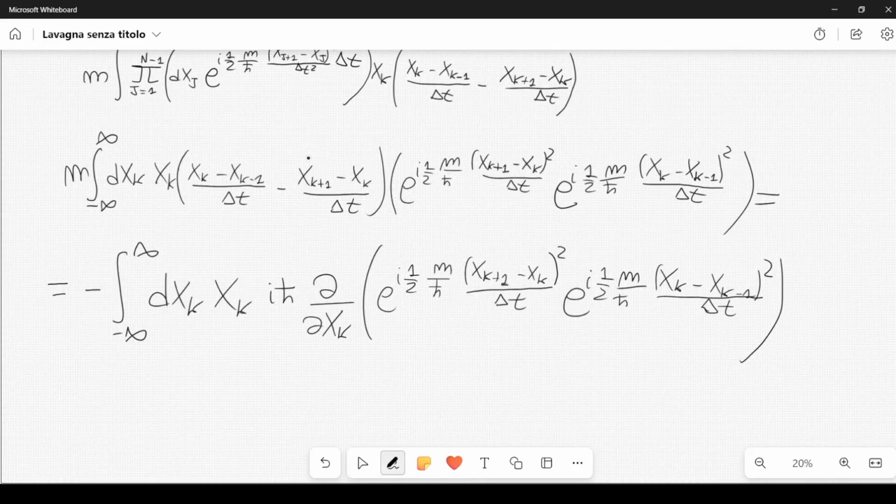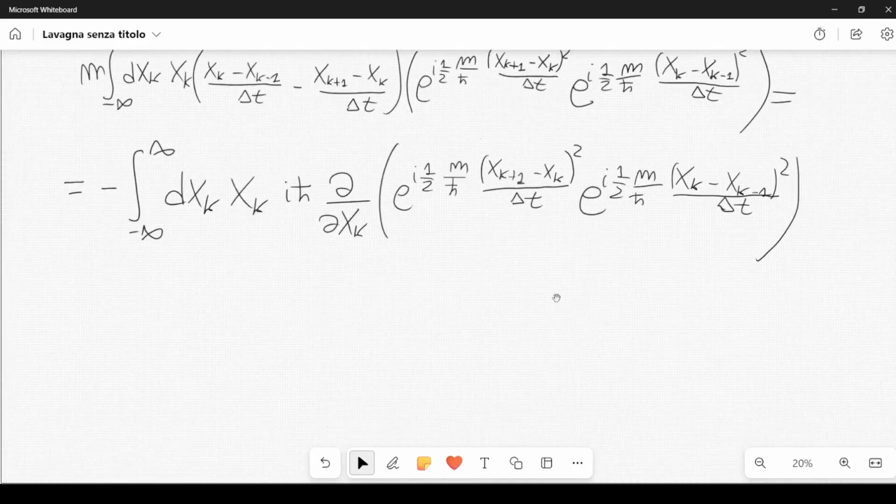So this is simple calculus. You simply have to take the derivative of these complex exponentials and you're going to get that. But now we can integrate by parts. So if we integrate by parts, considering that we are integrating from minus infinity to plus infinity over dx_k, we are going to get the following.